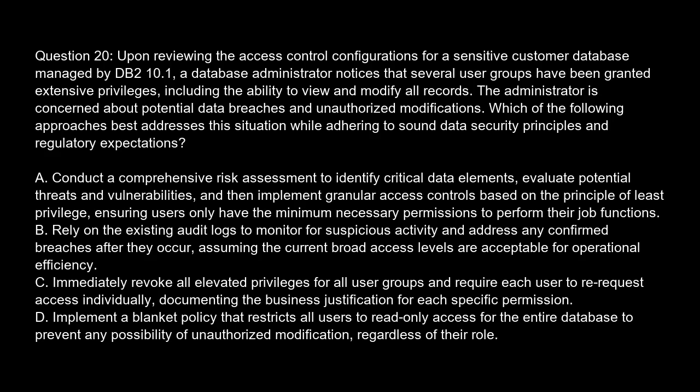Option A. Conduct a comprehensive risk assessment to identify critical data elements, evaluate potential threats and vulnerabilities, and then implement granular access controls based on the principle of least privilege, ensuring users only have the minimum necessary permissions to perform their job functions. Option B. Rely on the existing audit logs to monitor for suspicious activity and address any confirmed breaches after they occur, assuming the current broad access levels are acceptable for operational efficiency.